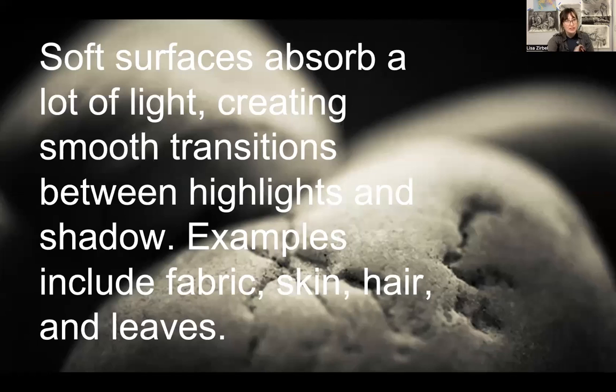Let's talk about soft surfaces. A soft surface absorbs a lot of light, creating smooth transitions between highlights and shadow. Examples are fabric, skin, hair, and leaves. This image here is actually of bread. You can see it has light and shadow, but it could be bread, it could be a body, it could be beans, it could be some sort of fabric that has crinkles in it. It is the idea of a soft transition. There are no hard lines here. There is just a smooth gradient between light and dark.